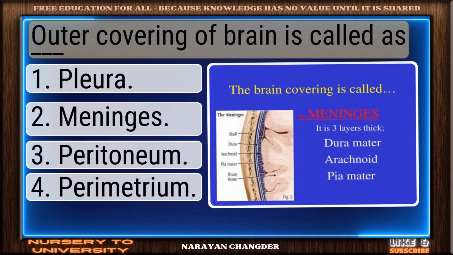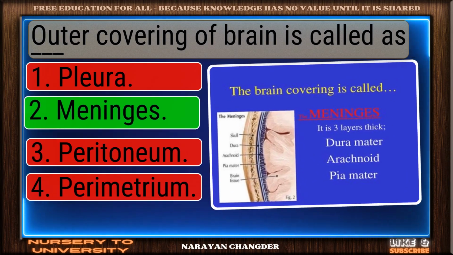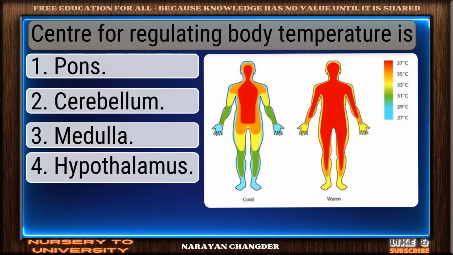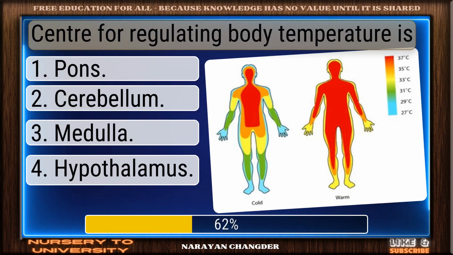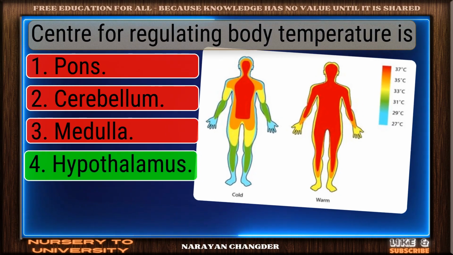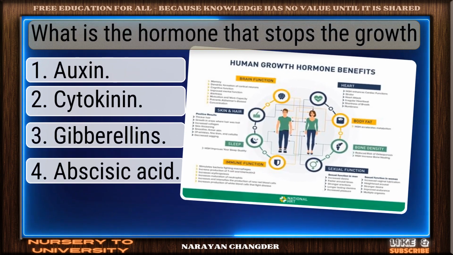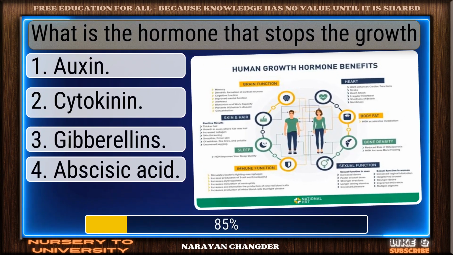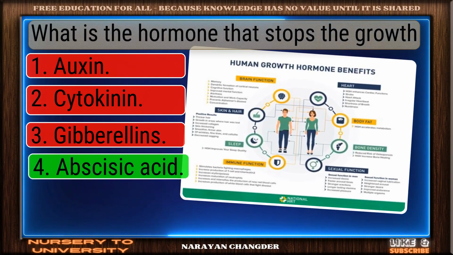Outer covering of brain is called as dash. You chose meninges. Correct. Center for regulating body temperature is. Smart pick. Hypothalamus is correct. What is the hormone that stops growth? Solid response. Abscisic acid is valid.